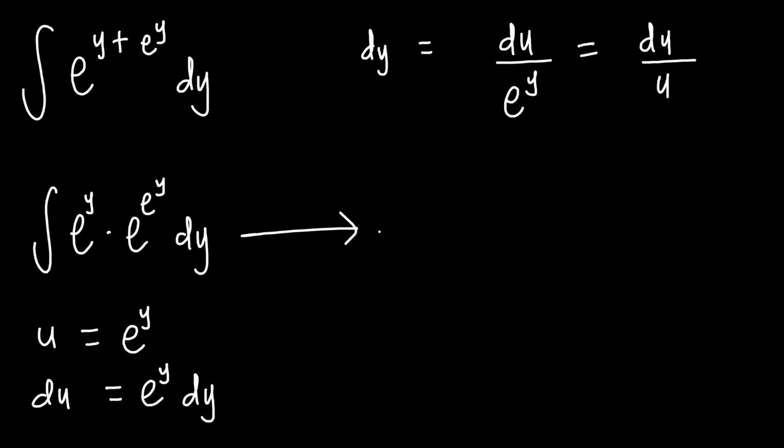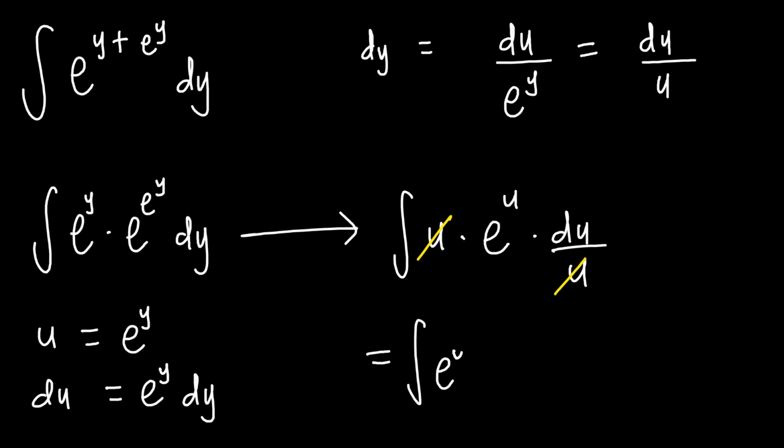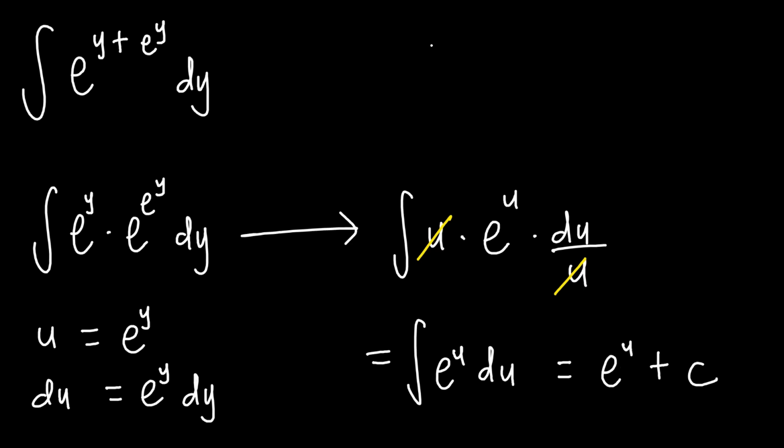So this integral will become the integral of e to the power of y, which is u, and then times exponential e to the power of y, which is u, times dy, which is du divided by u. This will cancel with that. And so we shall have the integral of e to the power of u du, which is equal to e to the power of u plus c. And so our final answer will be e to the power of u, which is e to the power of y plus c. Therefore, that's how you solve integrals using U-Substitution.